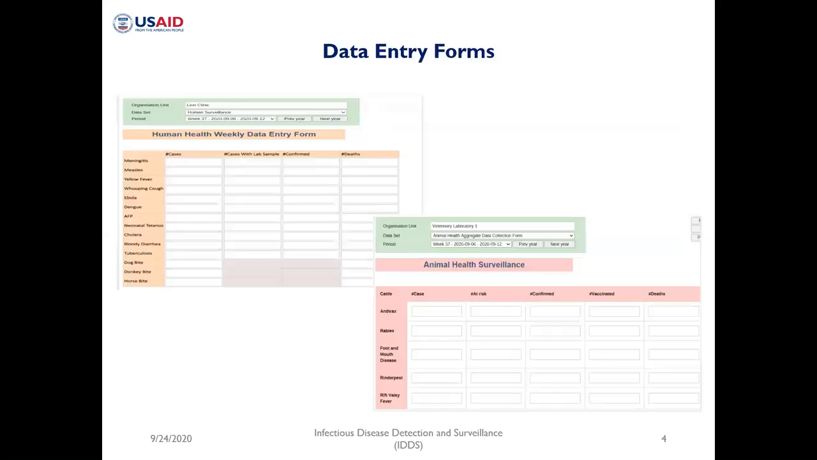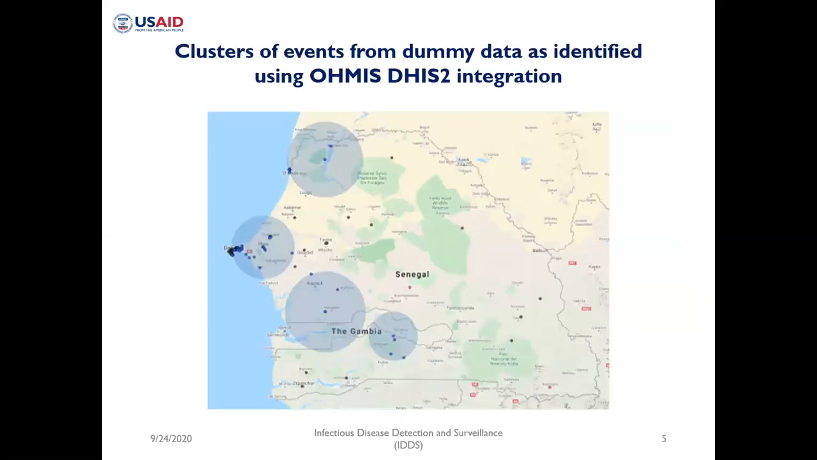So here you have the data entry form developed in DHIS2. The first one is the human data collection form, and the second is the animal side. On the animal side, what I want to mention is that we need to classify diseases by animal species. Here is the result of the SaTScan analysis, where we have the clusters. The low cluster is represented by dark dots, and the higher is represented by the red one. So we can also see the cluster zones.